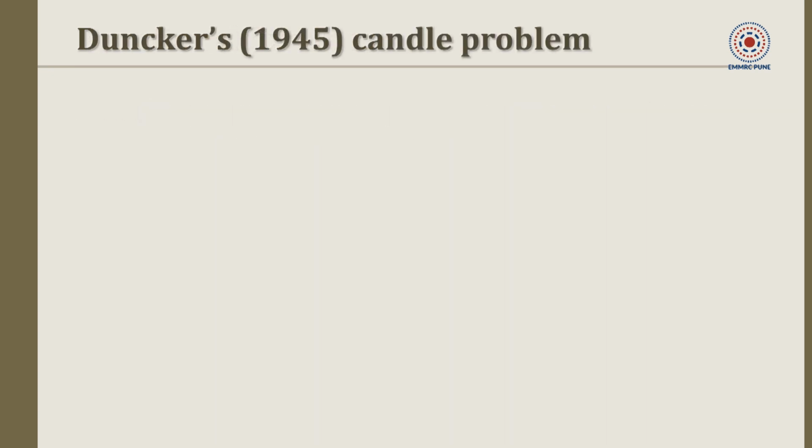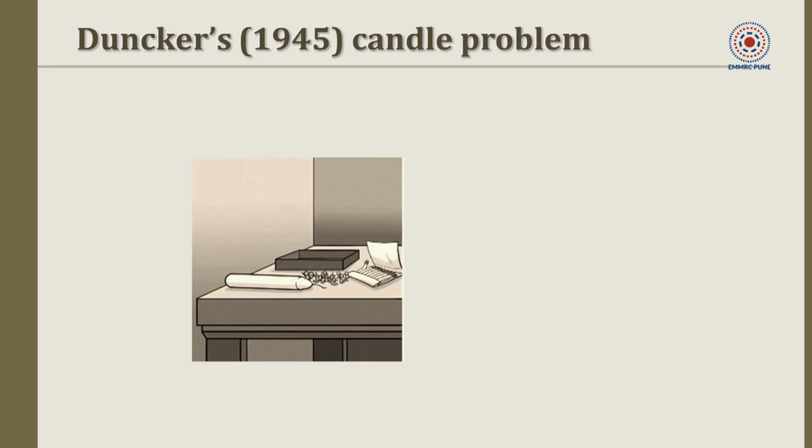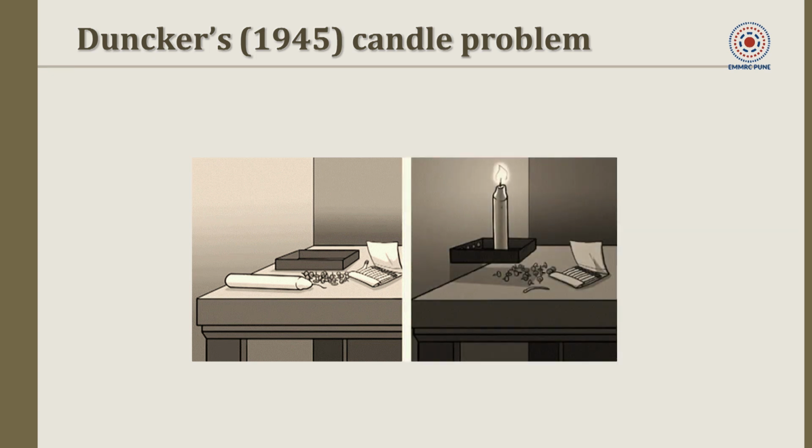The problem given by Duncker is a famous example of functional fixedness in problem solving. We will look at the problem he gave his participants. The participants had the following objects: a candle, matchbox and pins, and were asked to attach the candle on a wall so that it is upright, it burns and the wax does not fall on the floor. They had to do so using only the objects given. Take a minute and try to solve this problem.